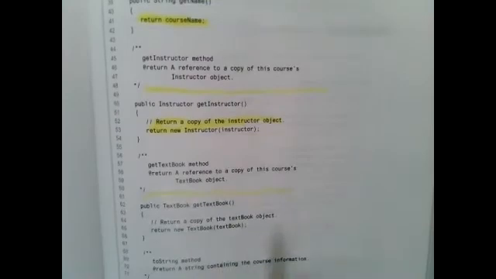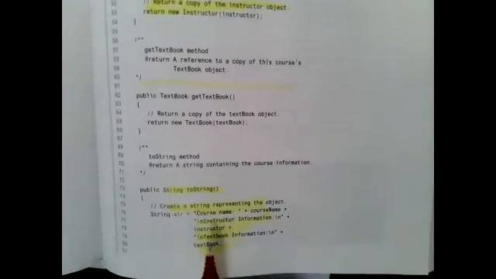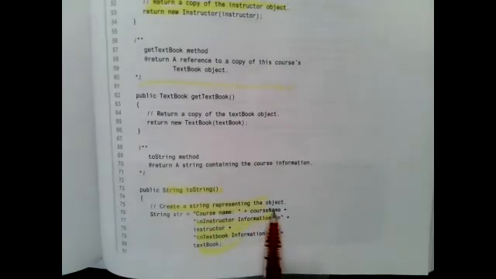Get textbook. Here's what's cool at the end. We'll be doing more of this later. Public string toString, course name, which is course name from above, instructor information.